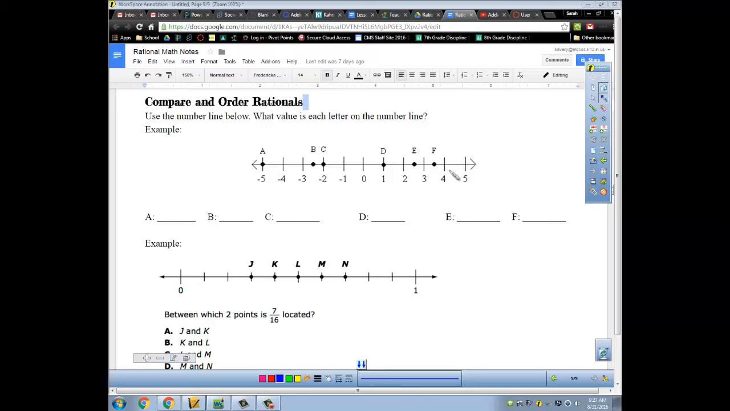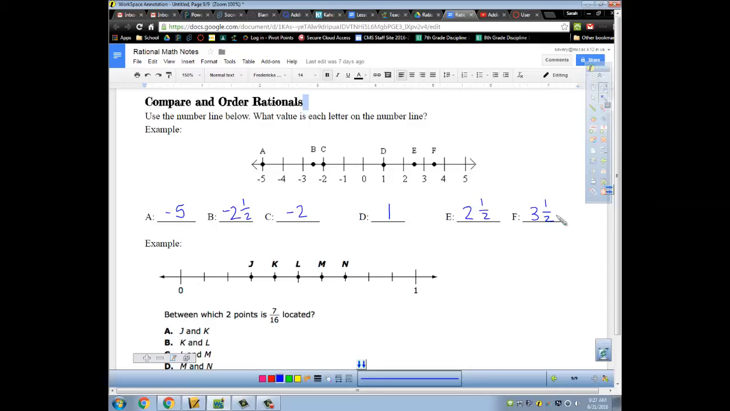So we have this number line with 6 different points, and we want to say where each point is on the number line. So A would be at -5. B, a lot of people think that it's at -3.5, but it's between the -2 and the -3, which makes it at -2.5. C is at -2. D is at 1. E is in between 2 and 3, so that's 2.5. F is in between 3 and 4, so that's 3.5.